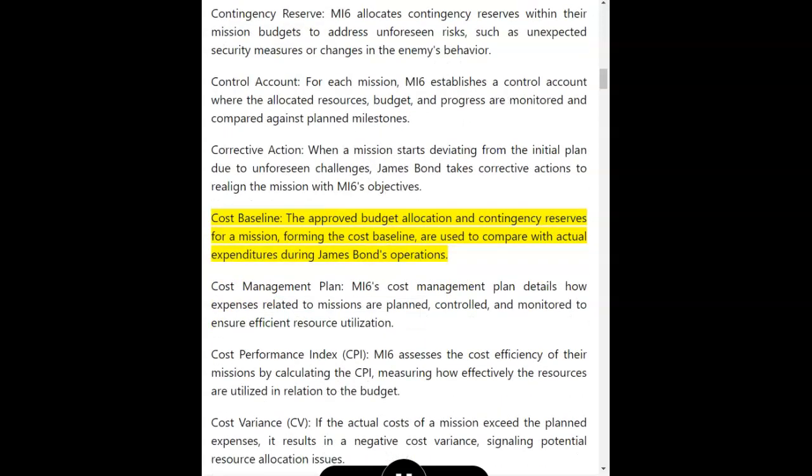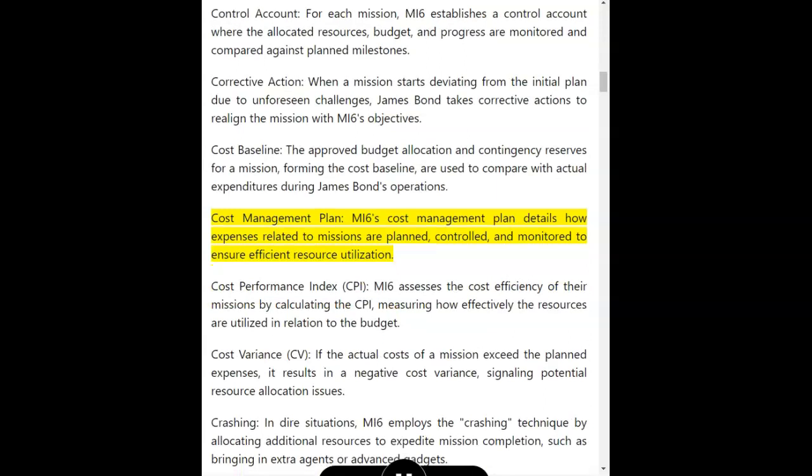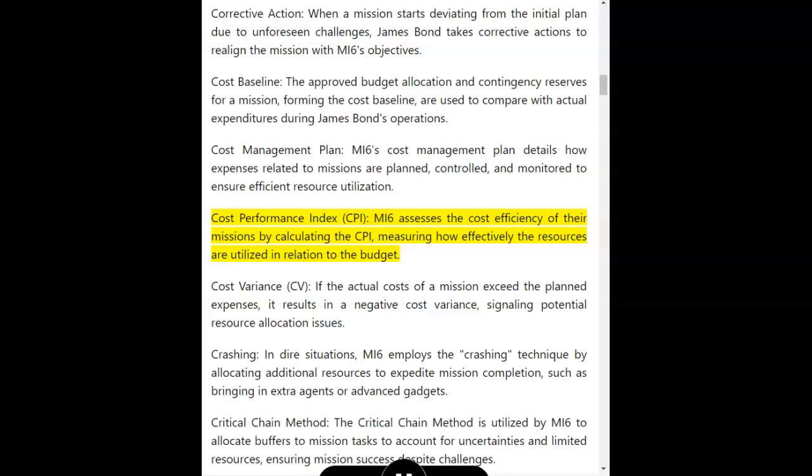Cost Baseline. The approved budget allocation and contingency reserves for a mission, forming the cost baseline, are used to compare with actual expenditures during James Bond's operations. Cost Management Plan. MI6's Cost Management Plan details how expenses related to missions are planned, controlled, and monitored to ensure efficient resource utilization.